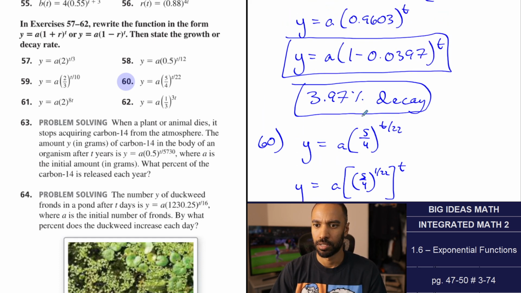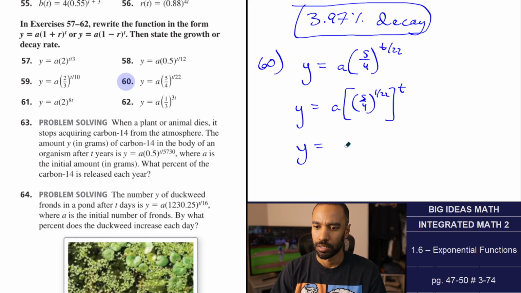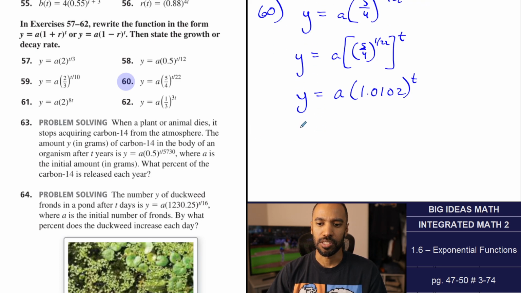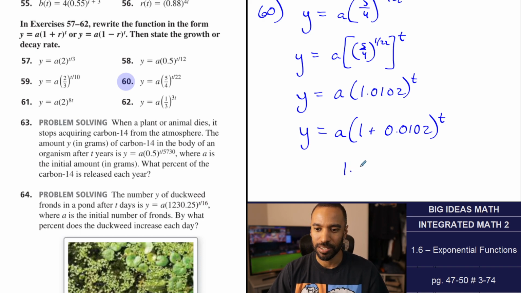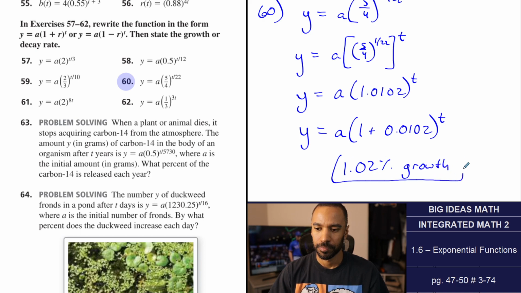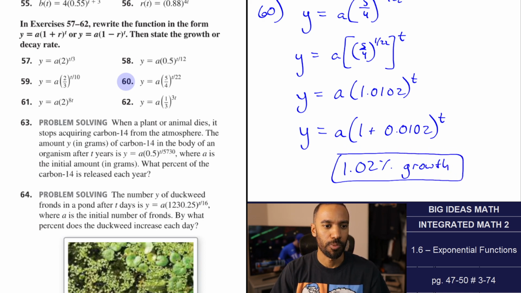Whoops, hold on. A times 1.0102 raised to the t power. See, the addition ones are always easier. You know that it's whatever number follows 1. So 1 plus 0.0102. Subtraction ones are harder in that way. So this is a 1.02% growth. 2 more.